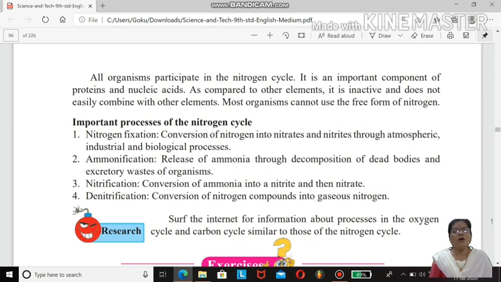Then ammonification, release of ammonia, that is NH4, through the decomposition of dead bodies.